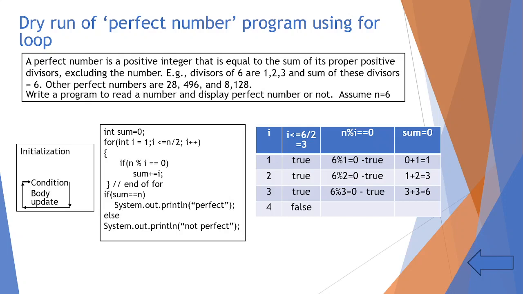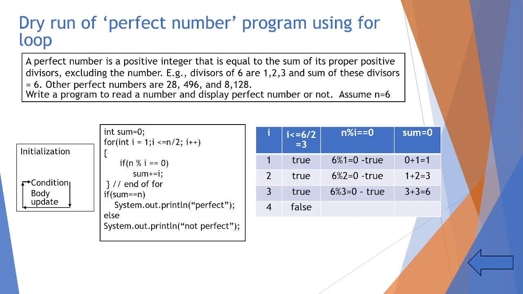So adding requires one variable, sum equals 0, because we will keep on adding, so initially it should be 0. Now we are running a for loop. Here look at this. Instead of running the loop 6 times, we are taking n by 2. n by 2 is 6 by 2, that is 3 times, because any number can be divisible by at most half of it.